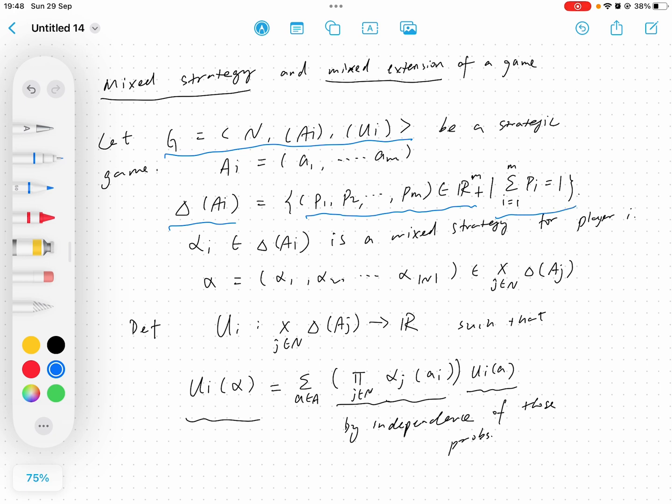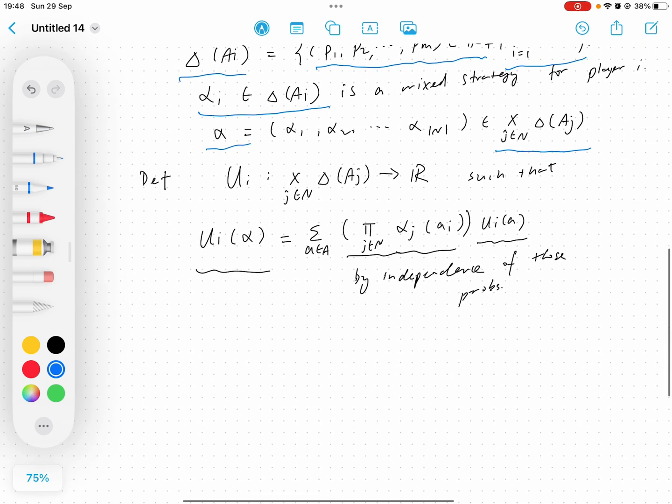Then we naturally use this alpha. The alpha i is an element from this delta Ai to denote the mixed strategy for player i. All right. So if we combine all those alpha i's together, this alpha vector includes all those alphas, alpha 1, alpha 2, up to alpha n for all those players, which is an element from the product of all those delta Aj's.